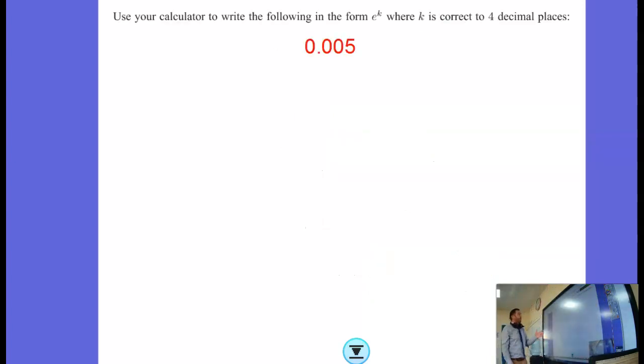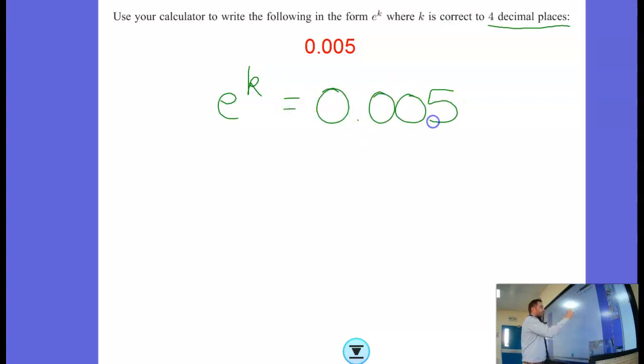So if we wanted to use our calculator to write this number in the form e to the power of k, correct to 4 decimal places. Well, it's important that you understand the natural logarithm, otherwise you wouldn't be able to do this question. You're not just going to be asked, type this in a calculator. You need to understand the question first, and then use your calculator efficiently. So here, what we've got is very similar to that last one. And so when I set that up, I can say, okay, now I need to take ln of both sides. So ln of e to the power of k.